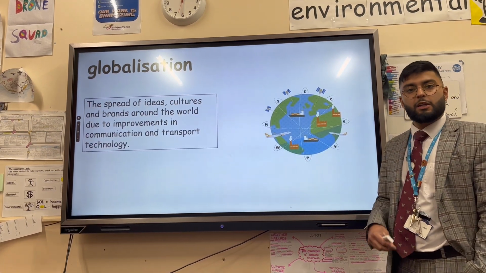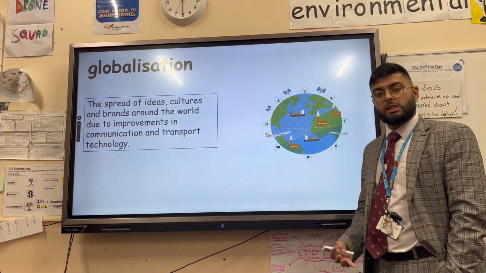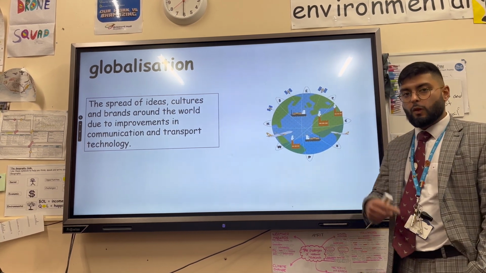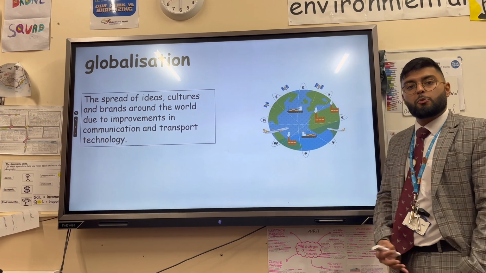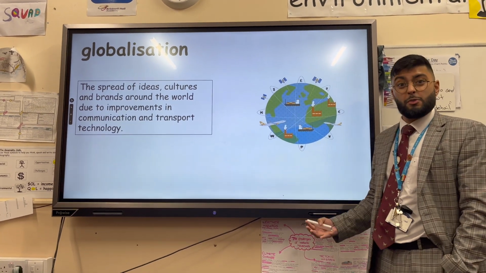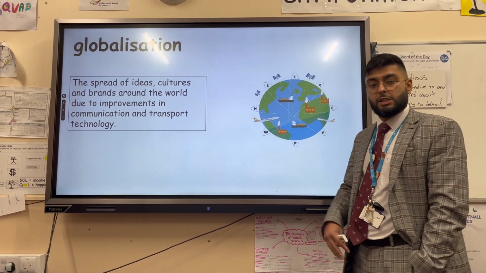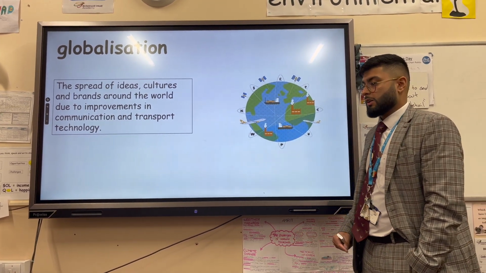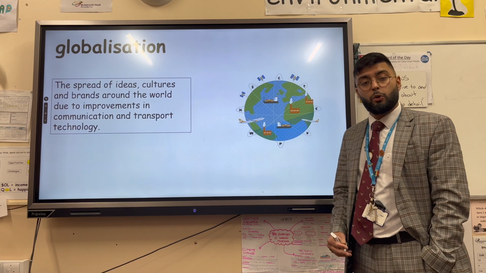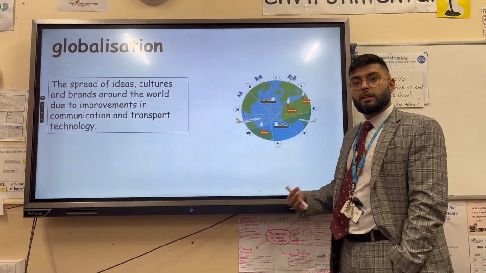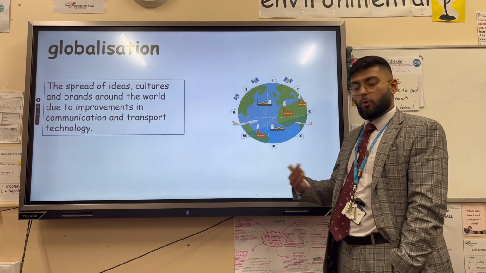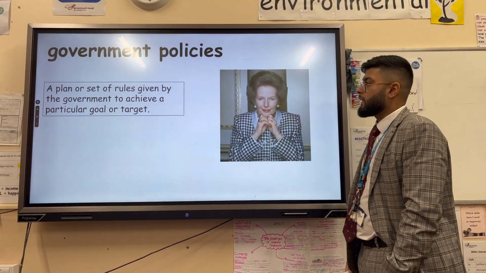Globalization. This is the spread of ideas, products, businesses around the world. For example, McDonald's started off in America, but now you can find one in pretty much every country in the world. So it's a business that has spread around the world, but it's not just businesses that can spread. For example, football as a sport started off in the UK, but it has now become globalized. It's spread around the world and more people are playing it every day.